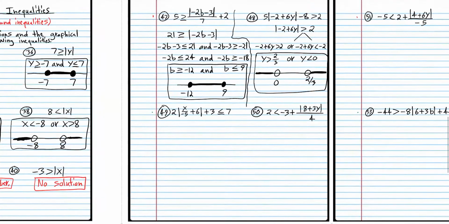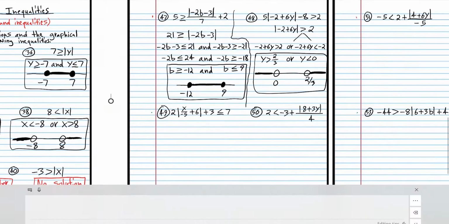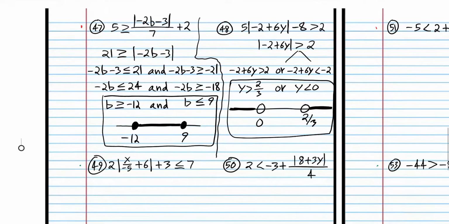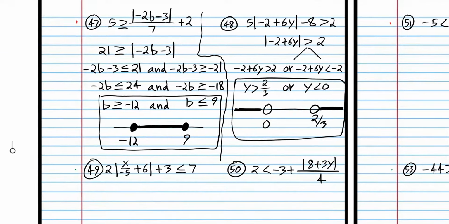Okay, so now it's time for you to try. Go ahead and try number 49. And when you come back, we'll do it together. Remember, when you multiply by negative 5, you're going to have to flip those inequality signs. So try 49, and when you come back, we'll do it together.